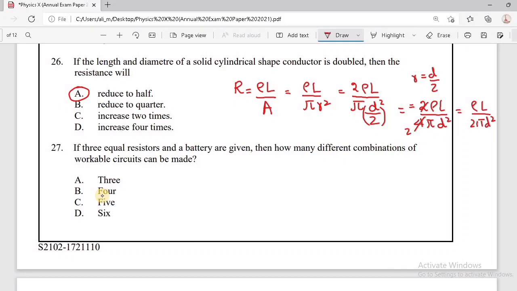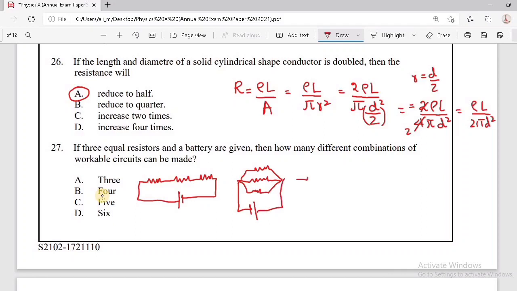Then we have question number 27. If three equal resistors and a battery are given, then how many different combinations of workable circuits can be made? So let's suppose we have three resistors, so we can connect all three resistors in a series combination with a battery. So this is the first circuit. Similarly, another simple circuit is such that we can connect all of them in parallel combination. So this is one more combination of these three resistors.